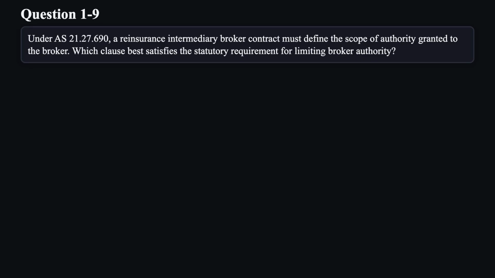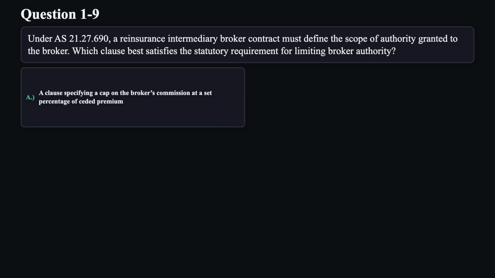Question 9. Under AS 21.27, a Reinsurance Intermediary Broker Contract must define the scope of authority granted to the broker. Which clause best satisfies the statutory requirement for limiting broker authority? A. A clause specifying a cap on the broker's commission at a set percentage of ceded premium.